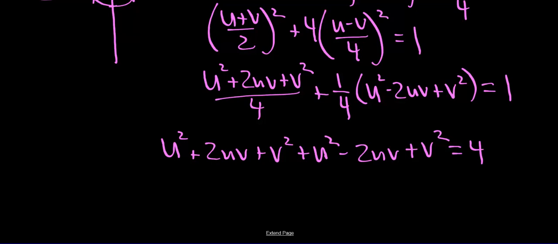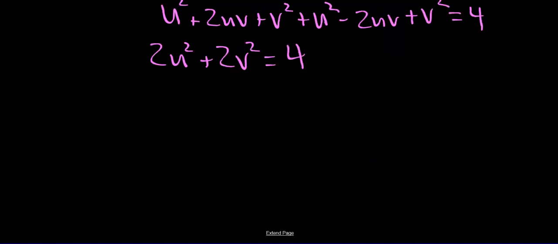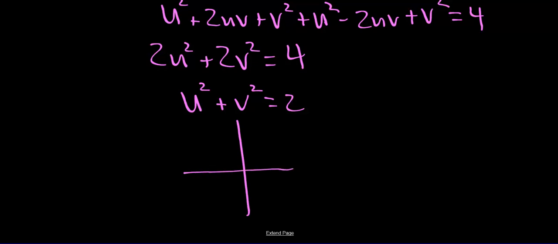Okay. Now, let's see what this looks like. This is 2u squared plus 2v squared equals 4. See, because the 2uv's cancel. Divide by 2, and look what you get. u squared plus v squared equals 2. That's a circle of radius square root of 2. So in the UV plane, you get a nice circle of radius square root of 2. So there's an example of a transformation.